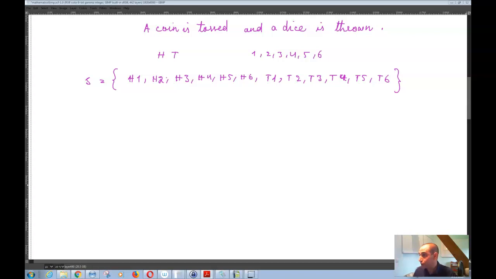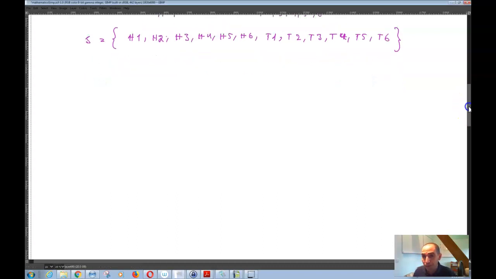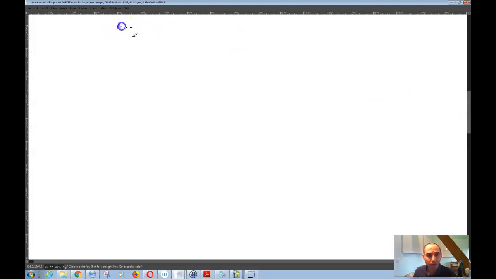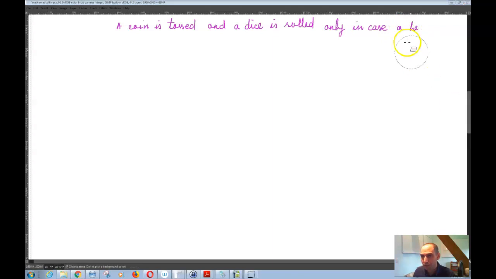So the next question is a coin is tossed and then a dice is rolled only in case a head is shown on the coin. So a coin is tossed, and a dice is rolled, only in case a head is shown, only in case you get heads.